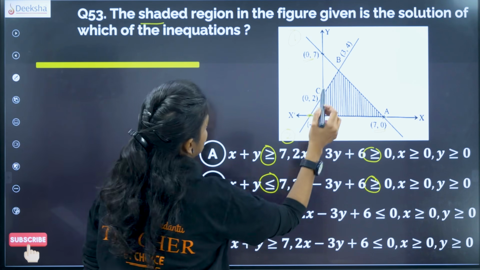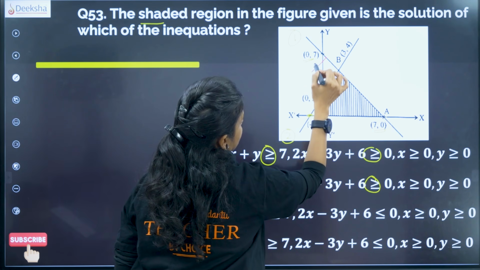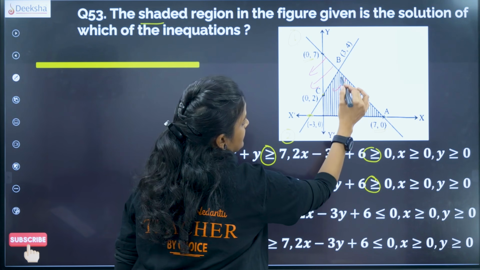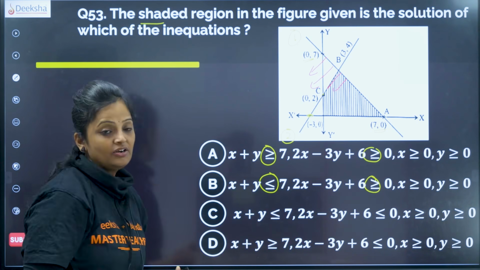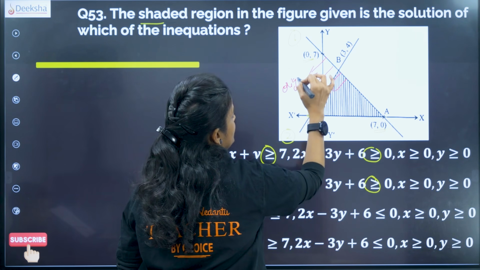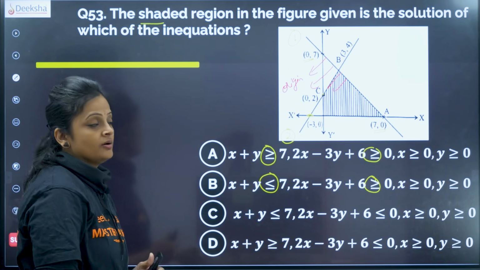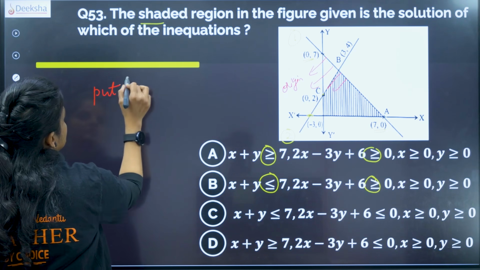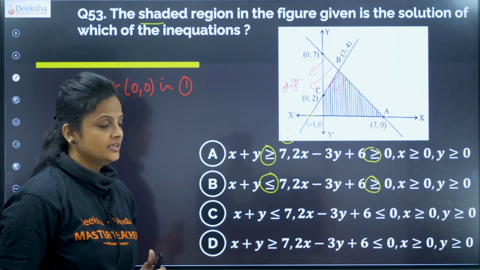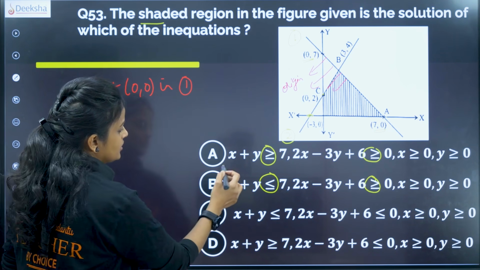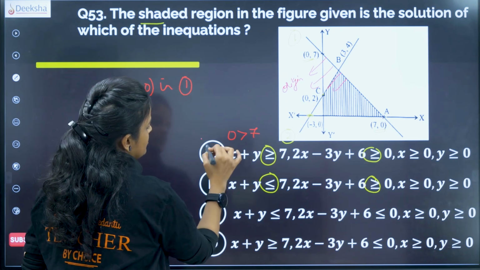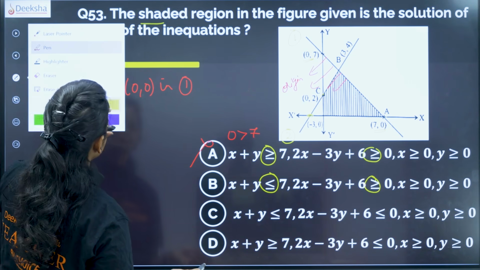If you see inequality 1, this is the shaded part, right? It is towards the origin like this. So it is coming this side because we have this region. For equation 1, towards the origin, if it has to be towards the origin, put the origin in the equation. This is what we do theoretically. Put the origin in the equation and see. So if I put the origin here, 0 plus 0 is 0, 0 greater than 7, wrong, right?